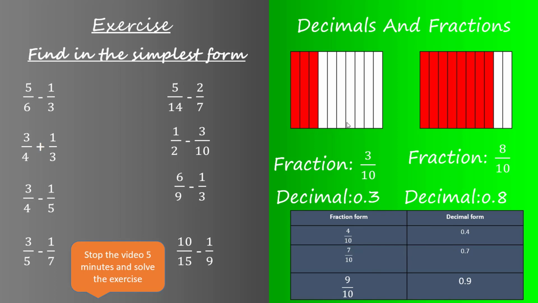For that we have here a table, fraction form and decimal form. If we have 4 over 10, it will be 0.4. If we have 7 over 10, it will be 0.7, and 9 over 10 equals 0.9. If they give you the fraction form, you can write the decimal, and if they give you the decimal, you can write the fraction form.